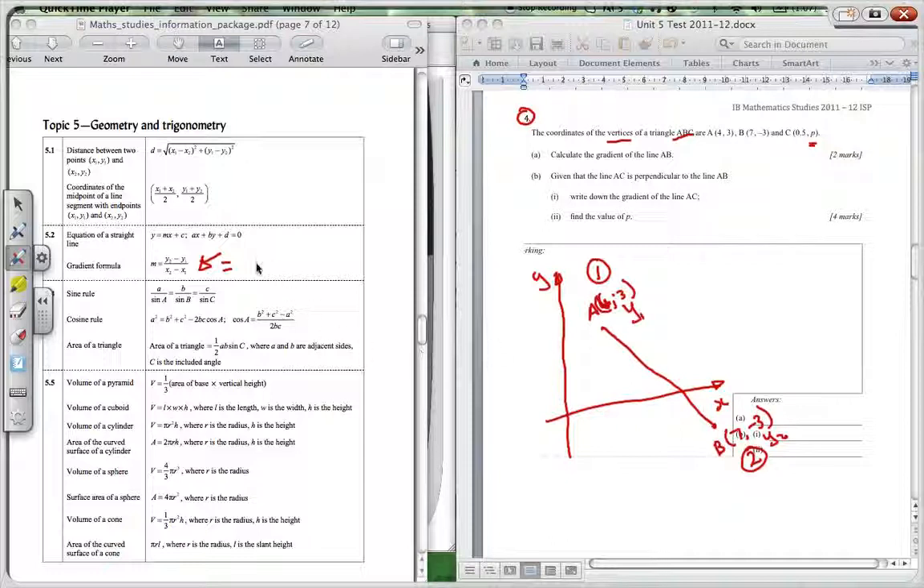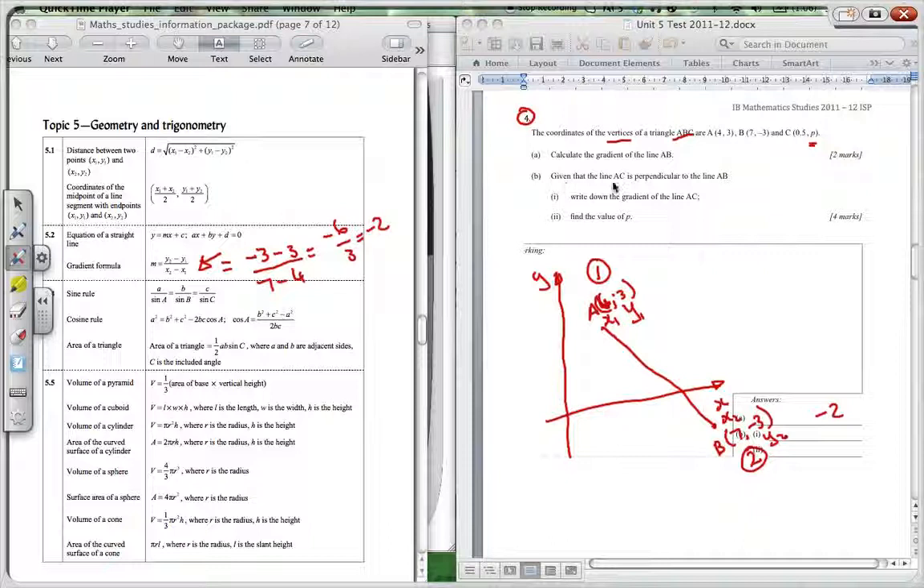So I'm going to get -3 minus 3. So that's -3 minus a 3, that's for my y. And this will be my x2 here. This will be my x1. So that's going to be 7 minus 4. So I'm going to get -6 over 3, so it's equal to -2. So the gradient of the line AB will equal -2.